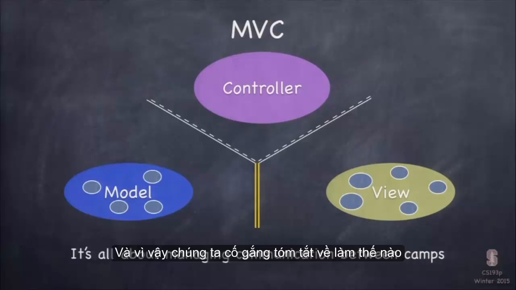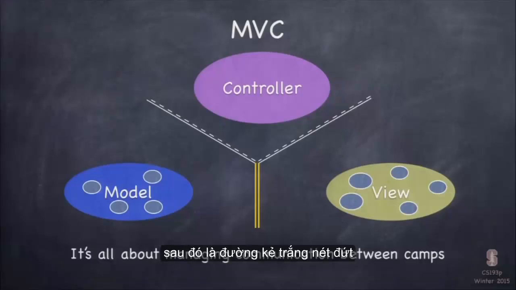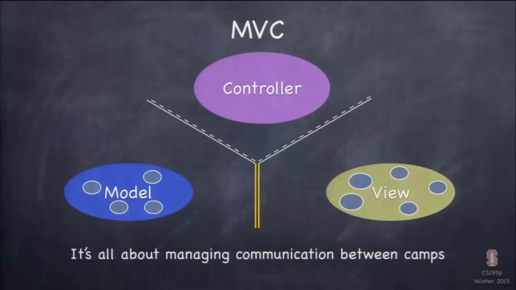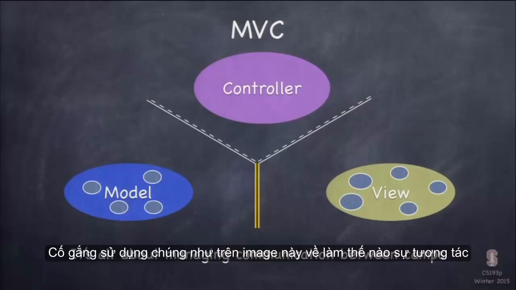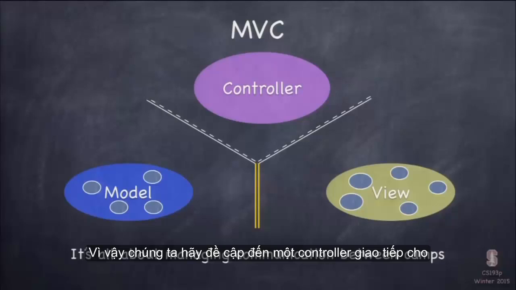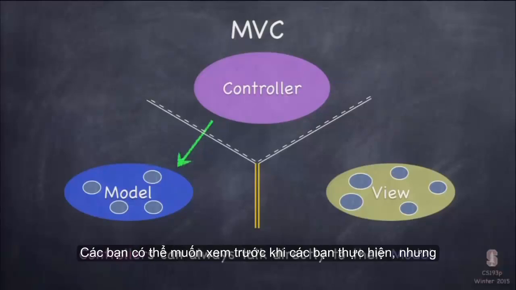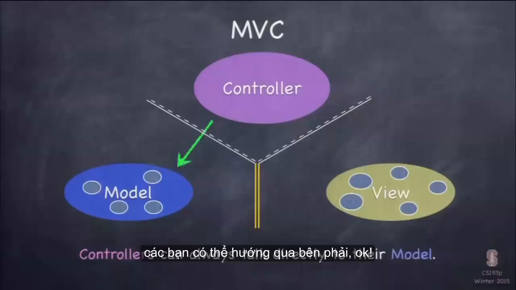And so I'm going to try and summarize how the communication works between these camps. And I've used road markings. You see the double yellow line and then the dashed white line. So that's like you're driving in your car. Try to use them as an image for how this communication happens, where it's allowed, where it's not allowed. Okay? So let's talk about the controller talking to the model. Well, going from that side of the road over to the model side is a dashed white line. In other words, you can head right across there. Probably want to look before you go, but you can go right across, okay?